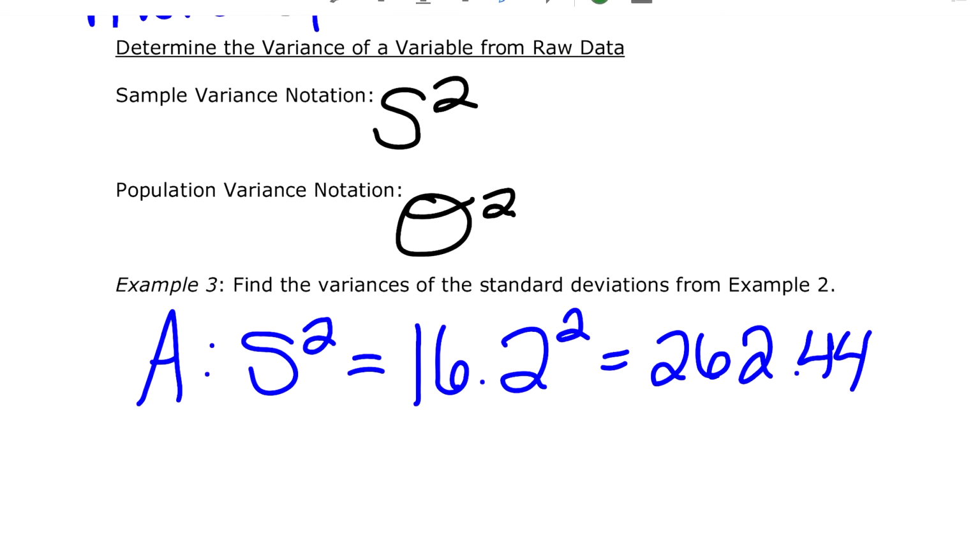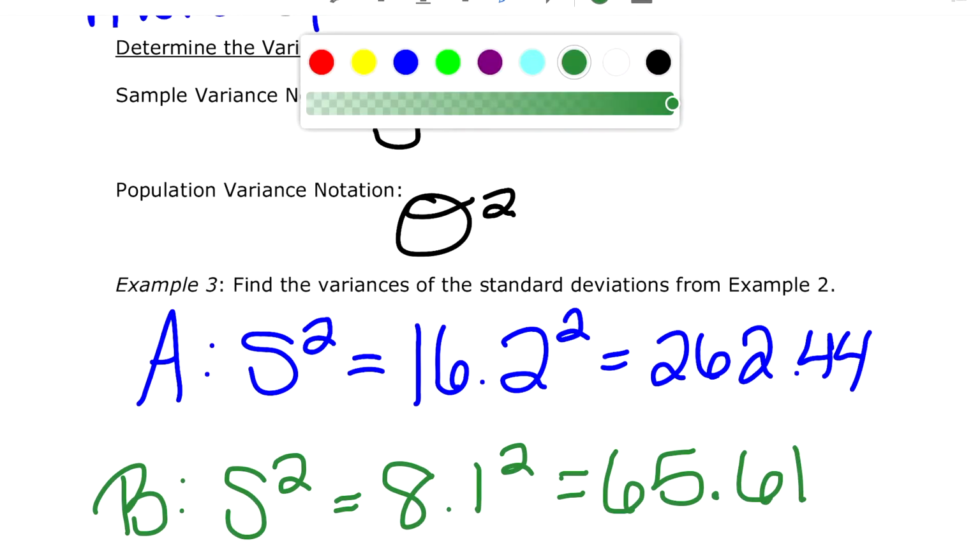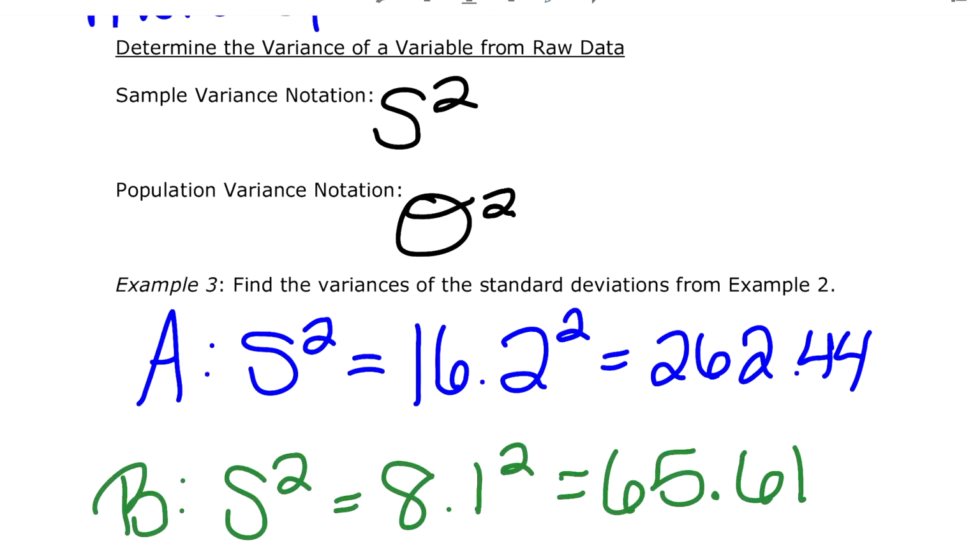And then I'm going to do the same thing with University B, which had a standard deviation of 8.1. So let's do green. So B, their S squared is going to be 8.1 squared, which is going to be 65.61. And that is how we find variance. And that's all I'm going to ask you to do with variance. I'm not even going to ask you to interpret variance because it gets a little bit funky because it is in terms of units squared. But just know it is another way to measure how far away the data is from the mean. And it's simply found by taking the standard deviation and squaring it.